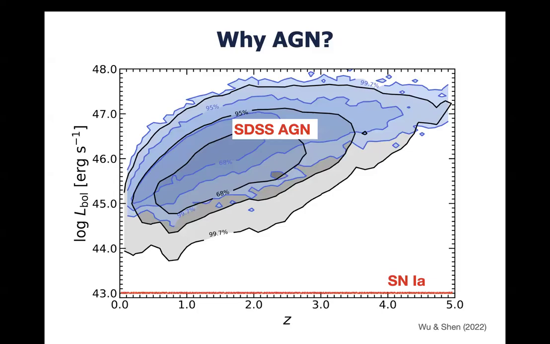And so we want to use AGN because they are more luminous and can be found at higher redshifts than SN Ia. I think even with a new generation of telescopes, you will not find many Type Ia supernovae beyond slightly more than redshift 1. AGNs are much more difficult to identify, and unfortunately they are worse standard candles because they have a range of luminosities.